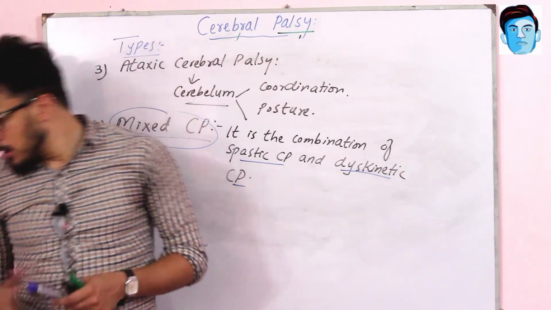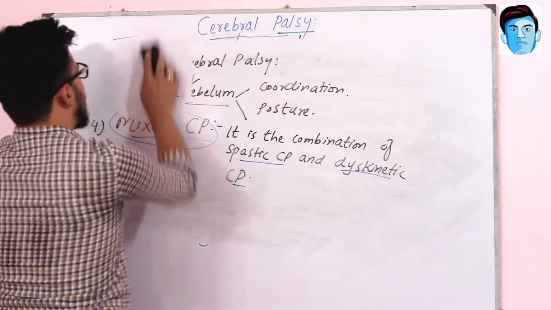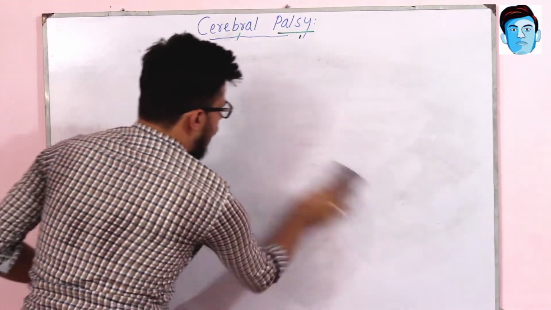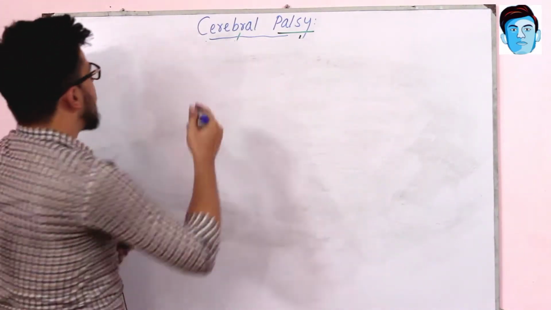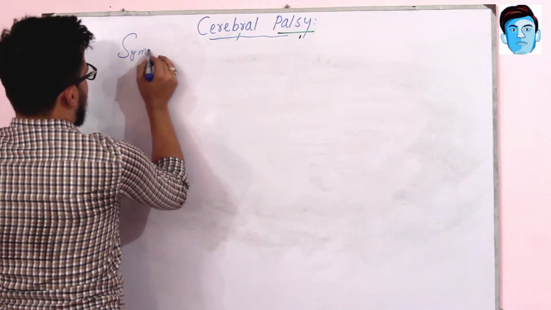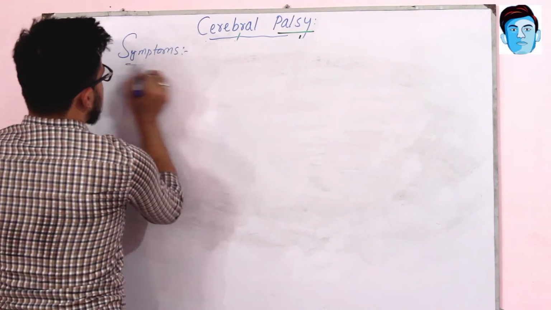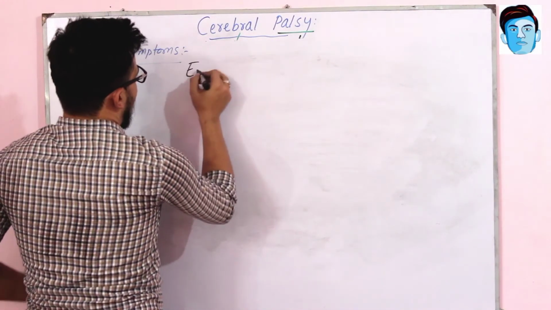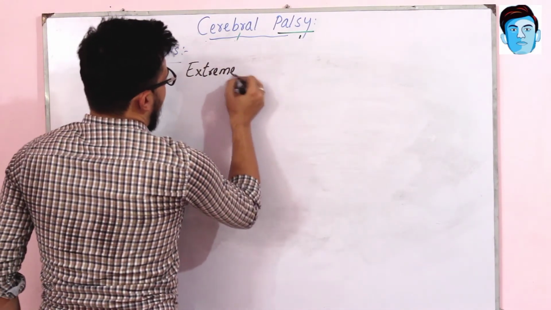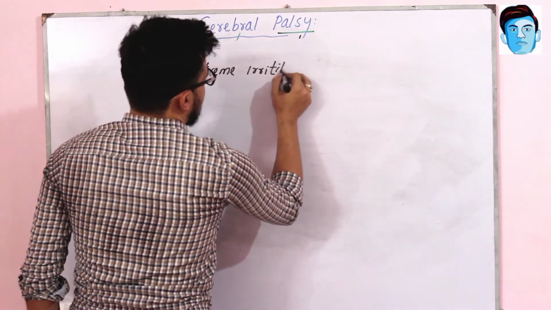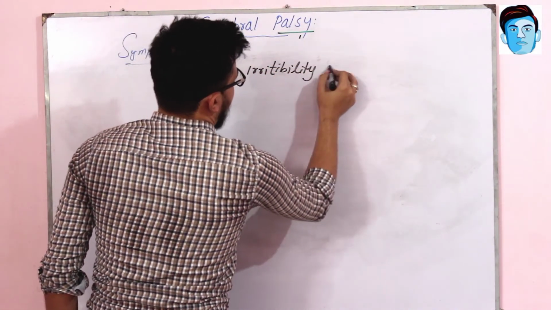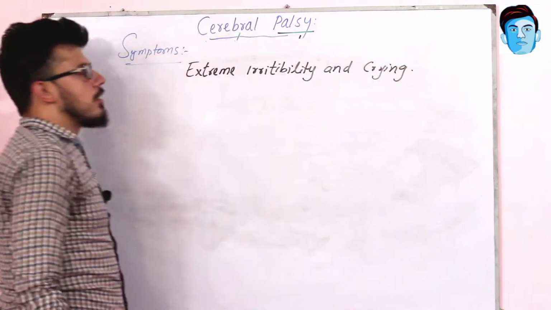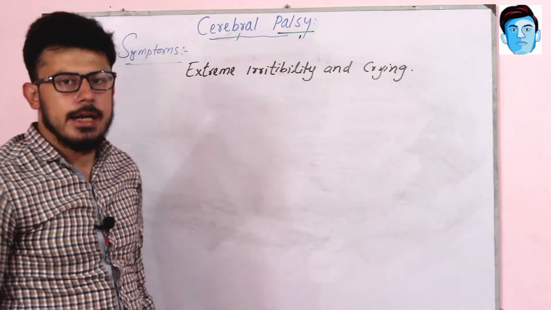Now let's discuss the signs and symptoms of a patient suffering from cerebral palsy. Now let's discuss the symptoms of cerebral palsy. So there is extreme irritability and crying. The patient is suffering from extreme irritability and crying.